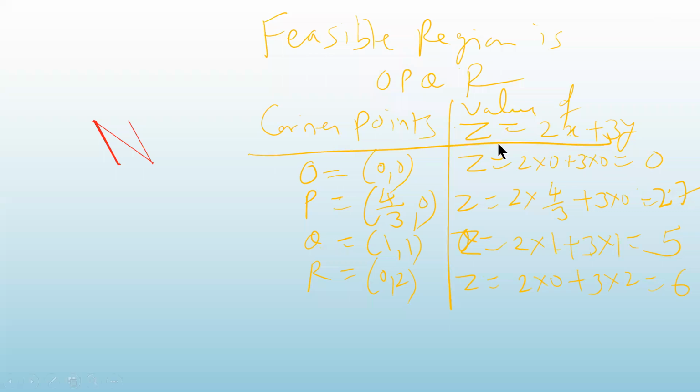So now you have to maximize z. You can see here where you are getting the maximum value. You are getting the maximum value at the point 0, 2. So maximum z is 6. So the solution is x is equal to 0, y is equal to 2, and maximum z is 6. So this is your answer. I hope you have understood this.